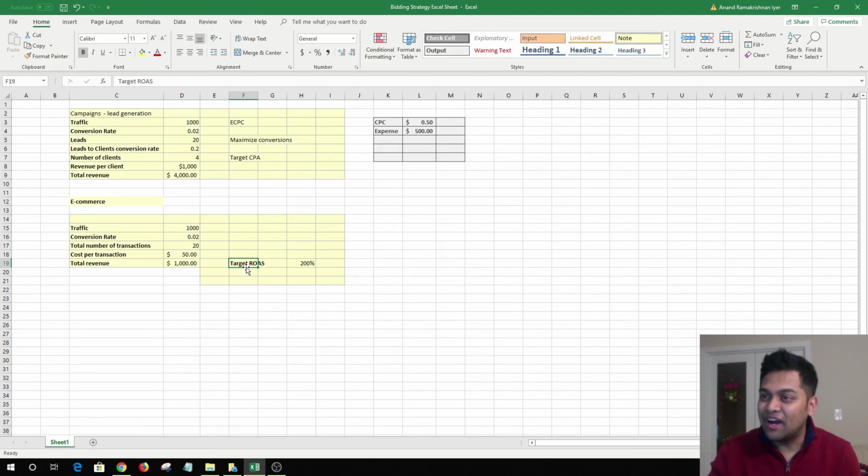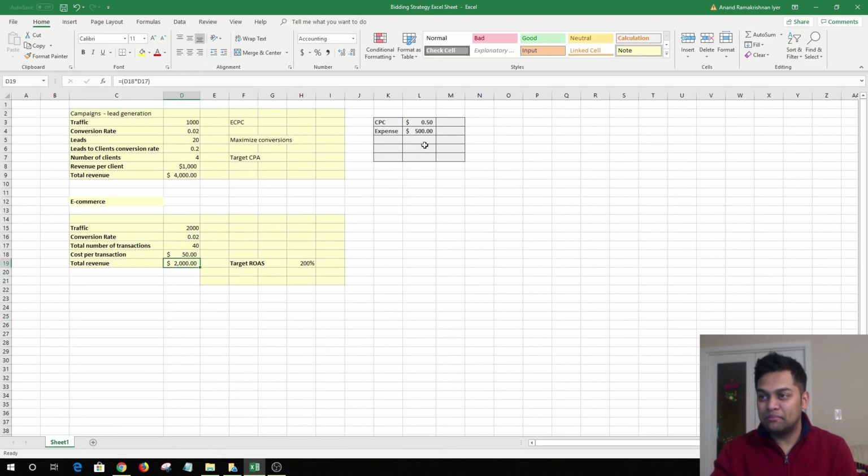But let's say you want $2,000 in revenue, then basically your target ROAS is 400%. So that's the number that you will enter. So you can play around and find out what should be your return on ad spend percentage, what should be your target CPA. Like in this case, each client is worth $1,000, so that's your target CPA. So that's how you can use this Excel sheet and figure it out.